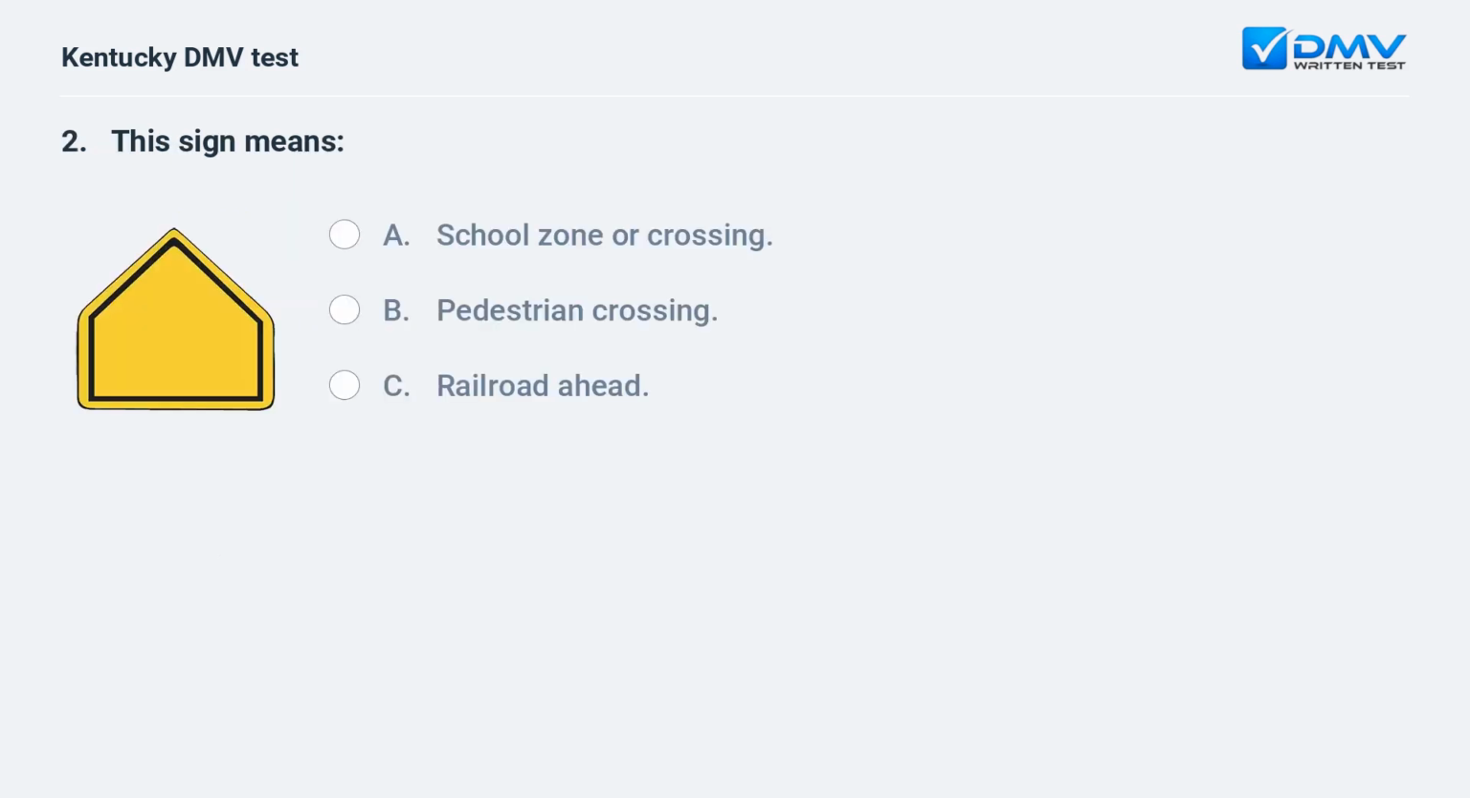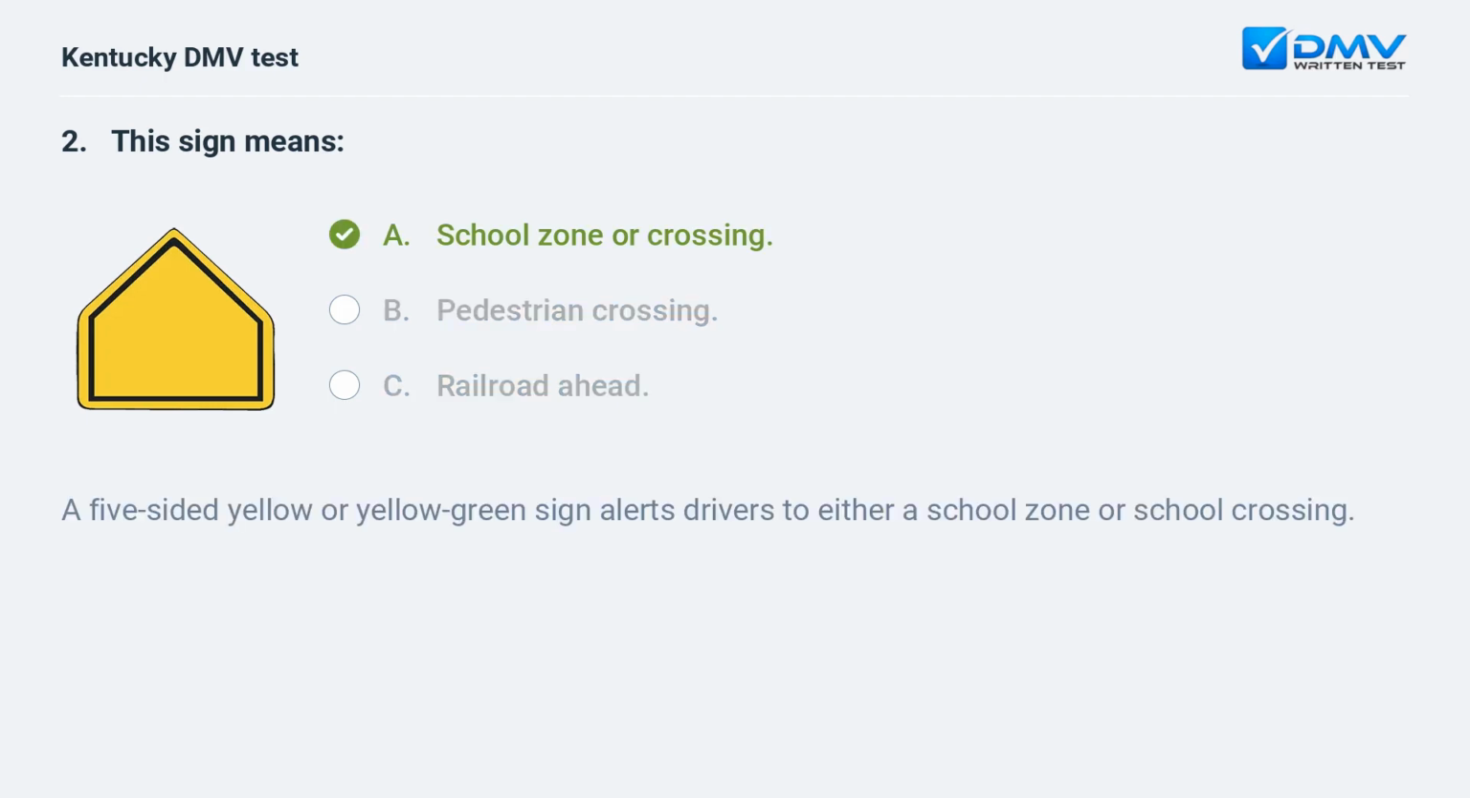This sign means A. School zone or crossing. B. Pedestrian crossing. C. Railroad ahead. A. School zone or crossing. A five-sided yellow or yellow-green sign alerts drivers to either a school zone or school crossing.